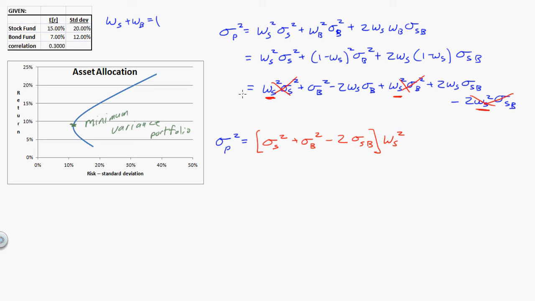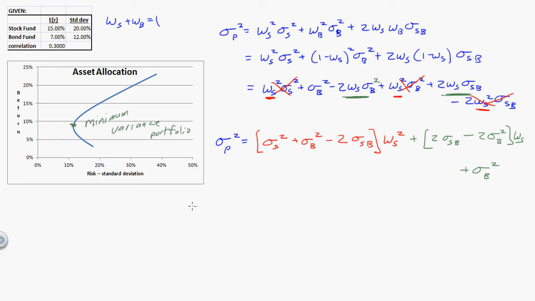And then let's look at WS by itself. There are 2 of those. So plus, this is 2 times the covariance of stock and bond minus 2 times the variance of bonds, all that times WS, then plus sigma B squared. So you want to set this equal to 0.